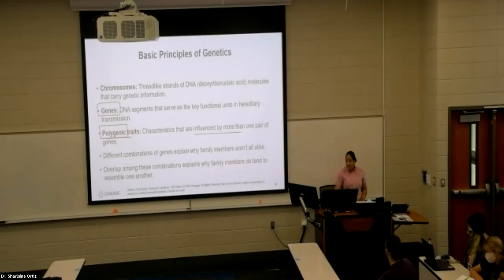Now, by the same token, the overlap of said characteristics of said genes also explains why you're similar to your siblings, right? For example, both of you are blonde, or both of you have dark eyes, both of you are grumpy. That also explains why there's characteristics that are similar.